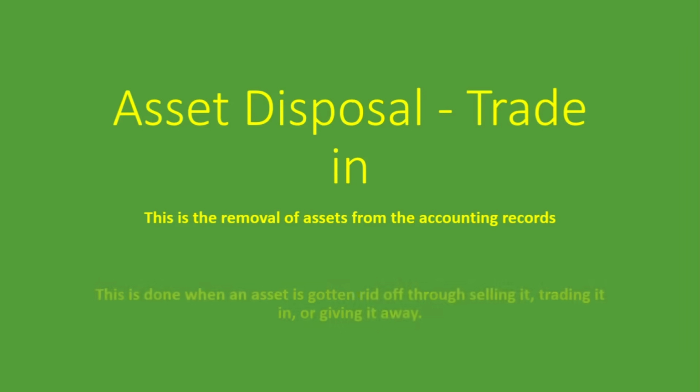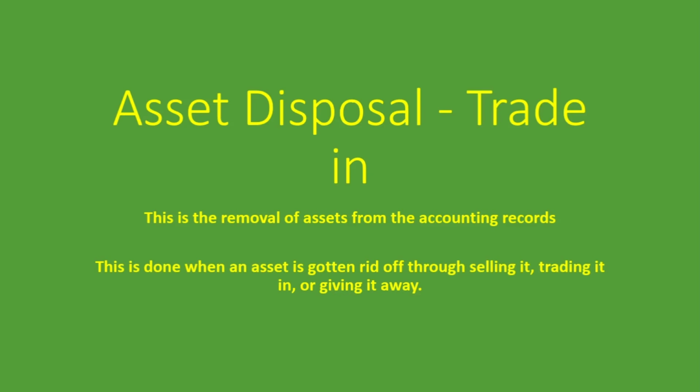And why do we do this? Well, we do this when an asset is gotten rid of through selling it, trading it in, or giving it away, so that we know that the asset will not be reflecting in our balance sheet when we know that it has been disposed of. And that is why we do the actual asset disposal account.